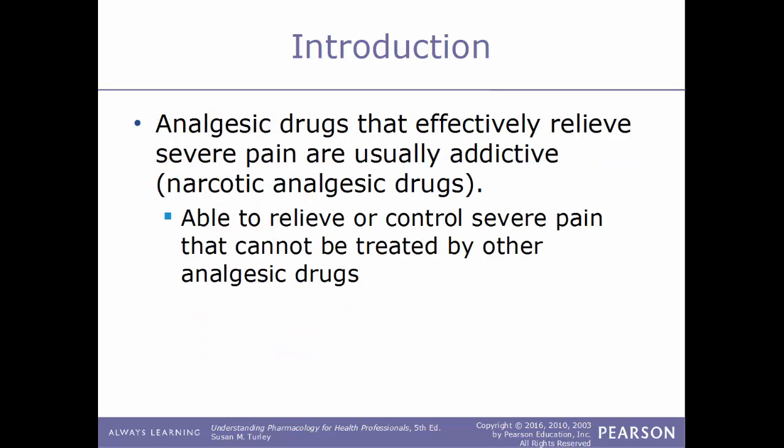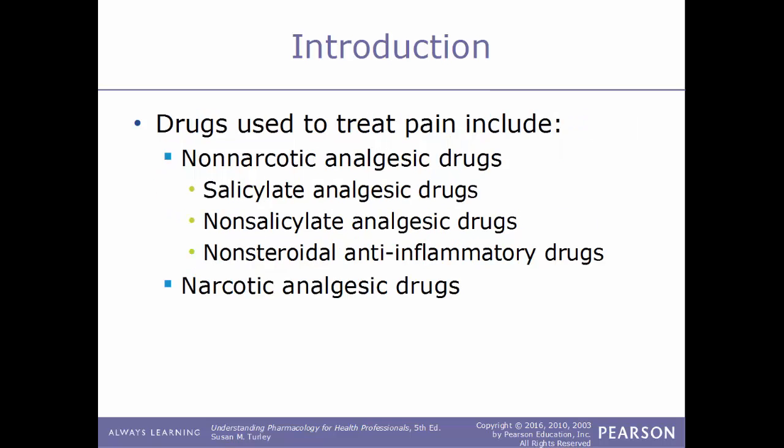Now, analgesic drugs that effectively relieve severe pain are usually addictive, as they're usually narcotics. And these are used to relieve or control severe pain that can't be treated by other types of analgesic drugs. There are various types of drugs that are used to treat pain: non-narcotics and narcotic analgesics. When it comes to the non-narcotic drugs, there are 3 main categories we'll talk about: salicylate analgesic drugs, non-salicylate analgesic drugs, and the NSAIDs, the nonsteroidal anti-inflammatory drugs.